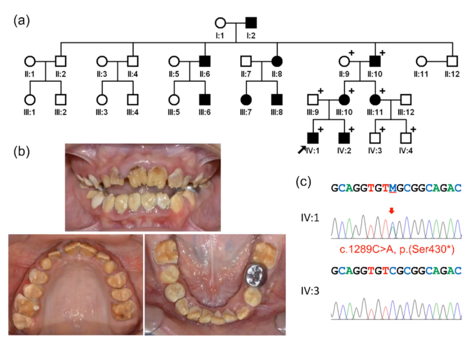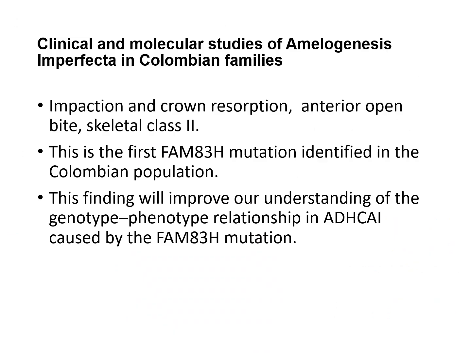This slide shows a photo of the patient with a severe hypocalcified phenotype. The pedigree shows an autosomal dominant inheritance pattern, and the sequencing shows the mutation. Impaction and crown resorption, anterior open bite, and skeletal class 2 were found. This is the first FAM83H mutation identified in the Colombian population.